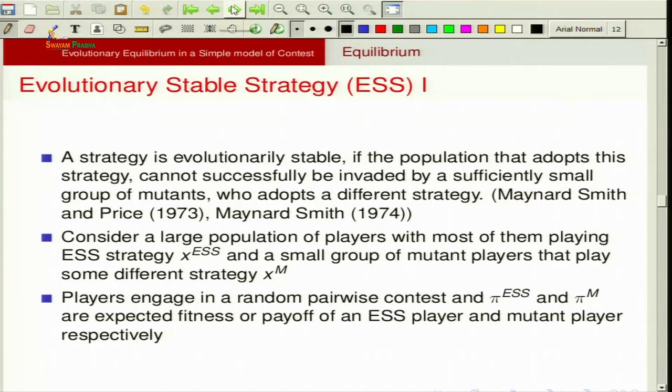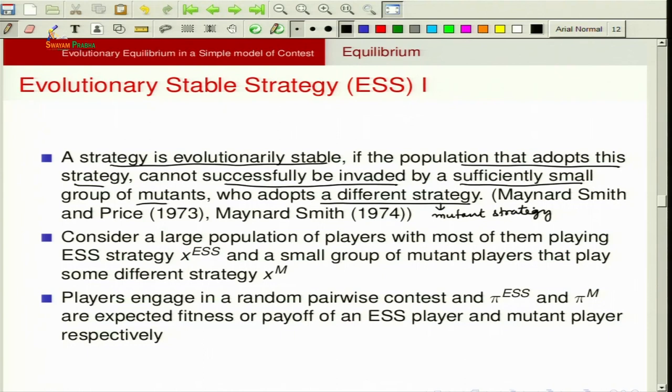Now, what will we do? We will find out the evolutionary equilibrium in the same setting. For that, I will quickly go through the definition of evolutionary stable strategy, just to recap. We discussed already that a strategy is evolutionarily stable if the population that adopts this strategy cannot successfully be invaded by a sufficiently small group of mutants who adopt a different strategy, that is some mutant strategy. This is the idea, we have already discussed these things.